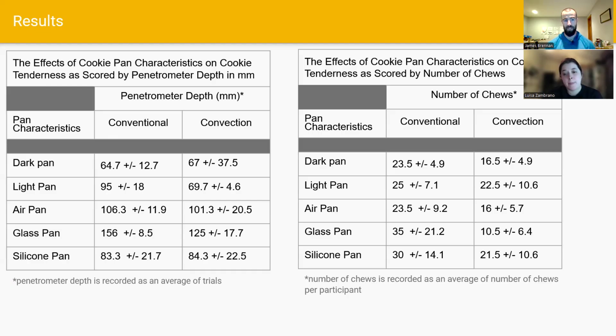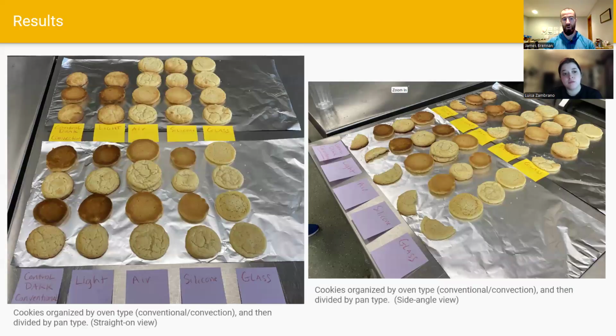What stands out is the glass pan had the most depth, allowing the tool to reach down the farthest, indicating that it was the softest of all the textures. And then the dark pan was the least, so those were the hardest cookies. If we were to go back, you could see that the dark pan cookies are the most cooked ones, and then the glass ones, all the way on the right, are the least cooked ones. You can even see that one at the very bottom doesn't even look like it's cooked all the way. So that was definitely the softest because it was not cooked all the way through.